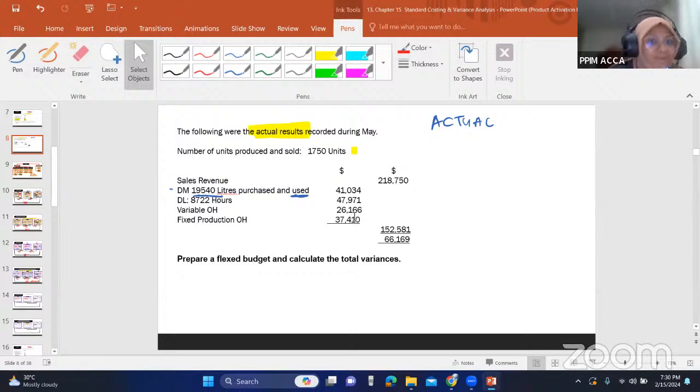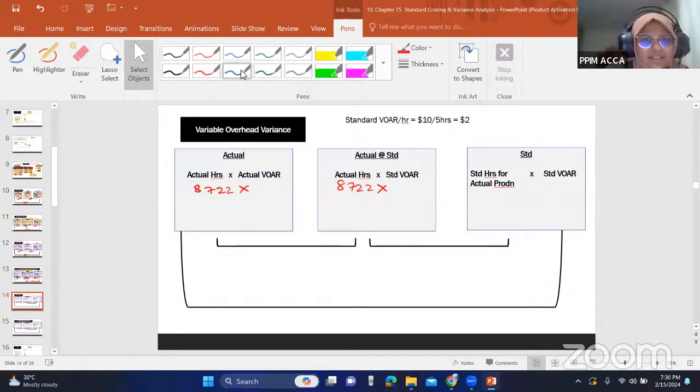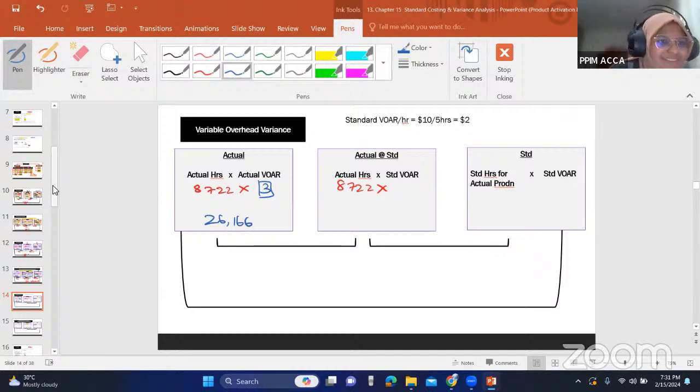So we don't know per hour what the variable overhead actual is, but we know that the total has to be 26,166. So if you want, you can get the actual VOAR. Take 26,166 divided by 8,722. You will get 3. Okay. Standard VOAR. So let's go to the standards.